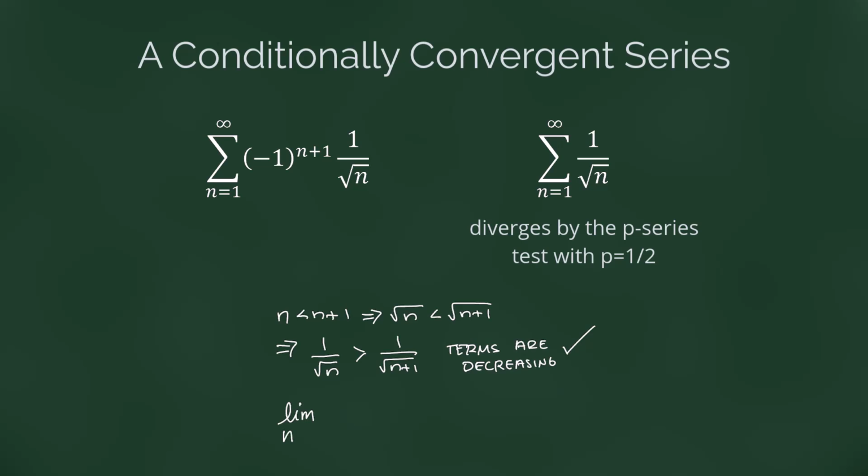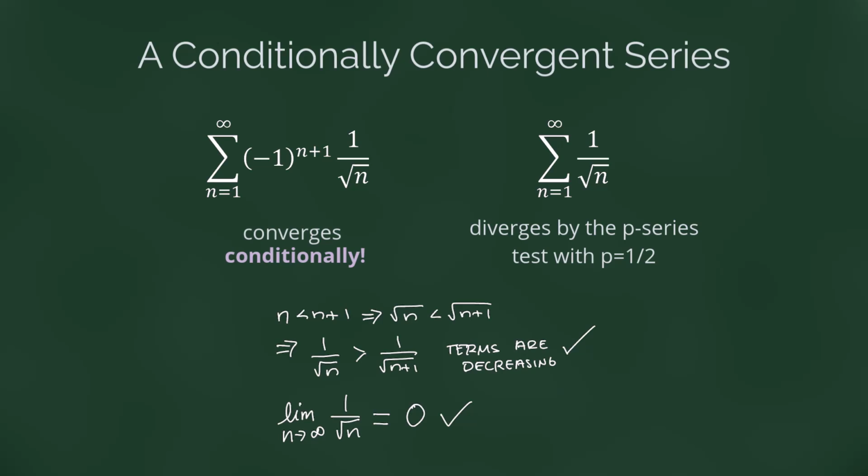Next, we have to look at the limit as n goes to infinity of the a sub n's, which is 1 over the square root of n. But of course, as n grows towards infinity, the square root of n also grows unboundedly, which means this limit is exactly equal to 0. We have satisfied both conditions of the alternating series test, which means that this series converges. However, because its all positive counterpart, the sum from n equals 1 to infinity of 1 over the square root of n, diverges, we're going to classify this convergence as conditional.